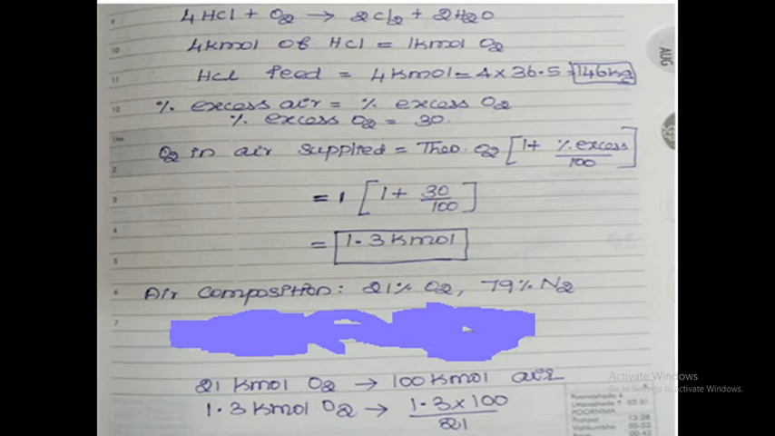So as per the reaction, 4 kmol of HCl produces 2 kmol of chlorine and 2 kmol of water. But we want to calculate how much HCl feed. Are you clear? Okay. So as per the reaction, 4 kmol of HCl reacts with 1 kmol of oxygen. As per the problem, how many kmol of HCl is given? 4 kmol. Are you clear or not? Okay. This is the HCl feed.